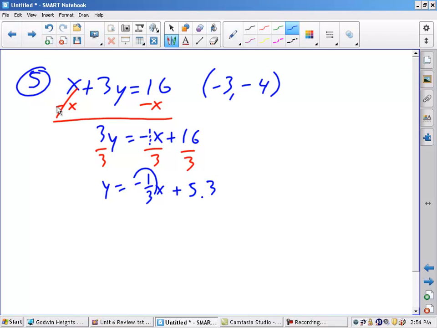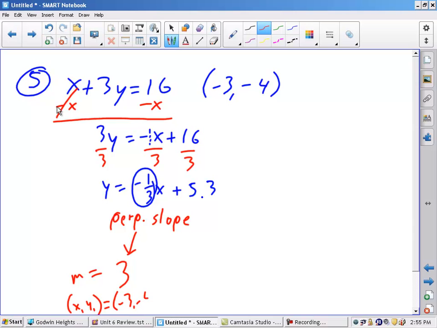So this is slope-intercept form for this one. What you're going to do is look at this slope right here, the negative 1/3. I need to have a slope perpendicular to this. So the perpendicular slope is actually positive 3, because the opposite is positive, and the reciprocal would be 3 over 1. So for my m, I'm going to use 3. And for my point, my x1, y1, I'm going to use what I was given, negative 3, negative 4, and use the same process I did for number 1 from here on out.